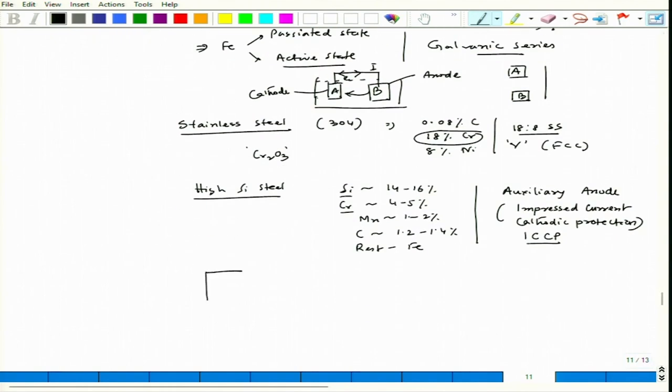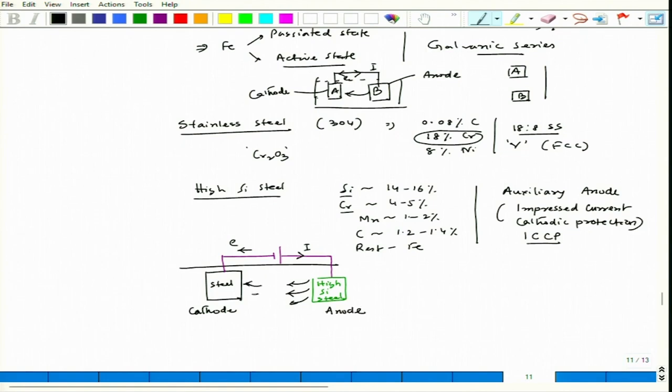For example, let us say this particular steel component is to be protected. It is in the soil. So, what we do, we connect it to a DC power source, and this is connected to a high silicon steel. Now, electron will flow this way. So, that means this would become cathode, and in any electrochemical cell, if something is cathode, that actually goes into a protection mode. Current will flow this way, and the current will come out from this. This will be anode, and then current will enter into this.